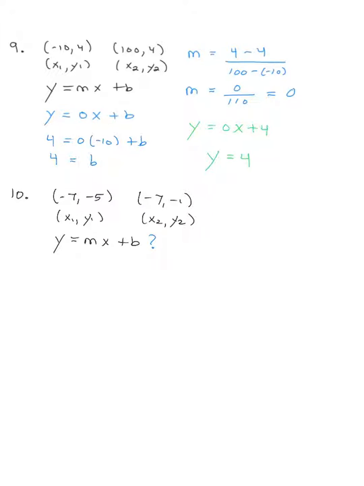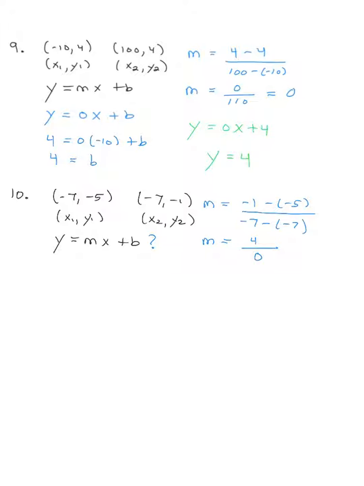Okay, so for question 10, I chose my 2 points in this order. Can I actually find a function y equals mx plus b that goes through those 2 points? I feel like something weird is going to happen here, but let's check it out. Okay, this is y2 minus y1 all over x2 minus x1. When I simplify this, I get negative 1 plus 5 is 4 over negative 7 plus 7, which is 0.